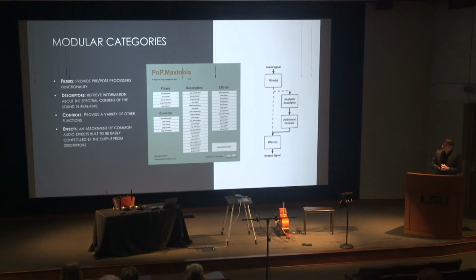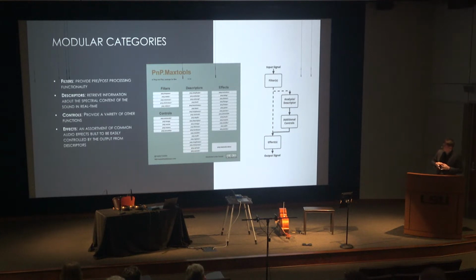Then we have the descriptors, which retrieve information about the component frequencies of the sound or about the spectral content. And they do so according to a variety of different measurements and algorithms. And so the names of the descriptors sort of describe what they are trying to retrieve from the signal. Like the first one, PnP amplitude, it measures the loudness of the sound. PnP boominess measures the boominess of the sound in a way that we'll talk about here a little bit later, and so on and so forth. The controls provide a variety of other functions.